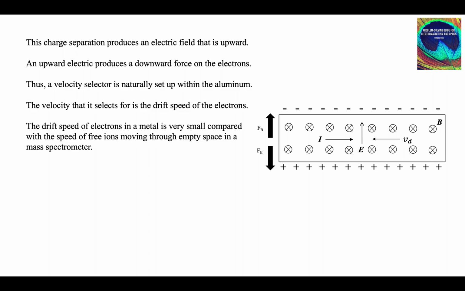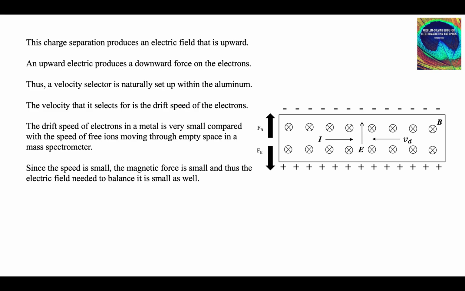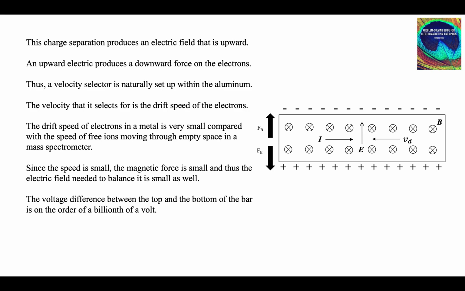It's very small compared with free ions moving through empty space in a mass spectrometer. Since the speed is small, the magnetic force is small, the electric force is small, the voltage difference between the top and the bottom of the bar is small, something like 1/1000th of a volt. This voltage between the top and the bottom of a wire carrying a current in a magnetic field is called the Hall voltage. So let's do a problem.